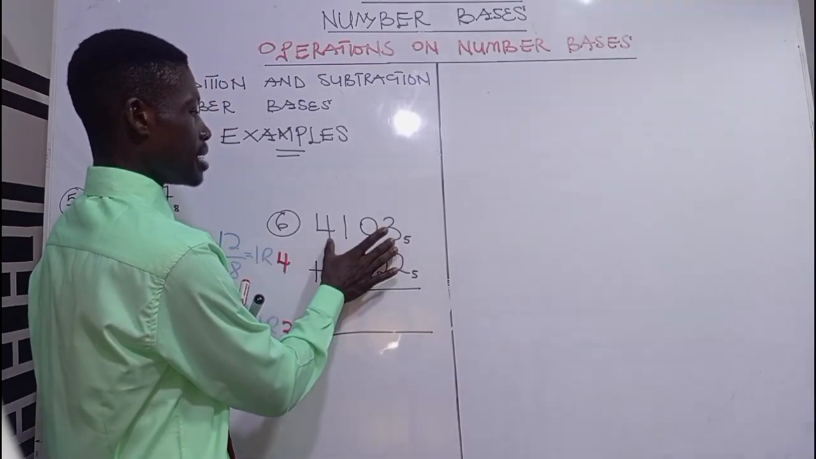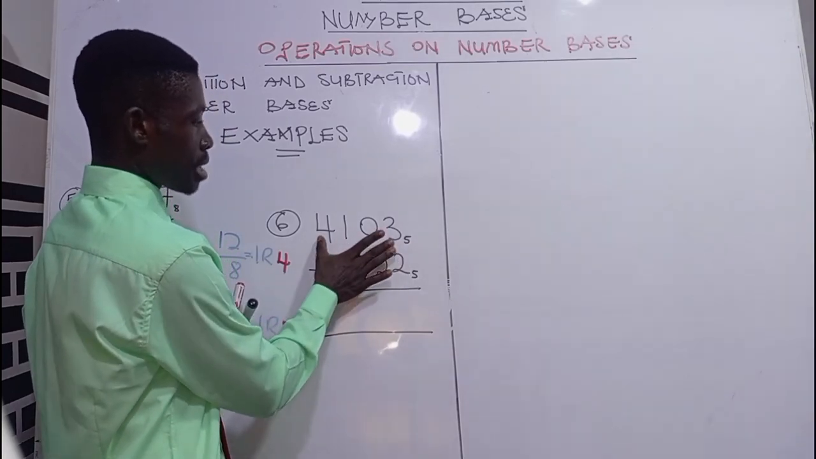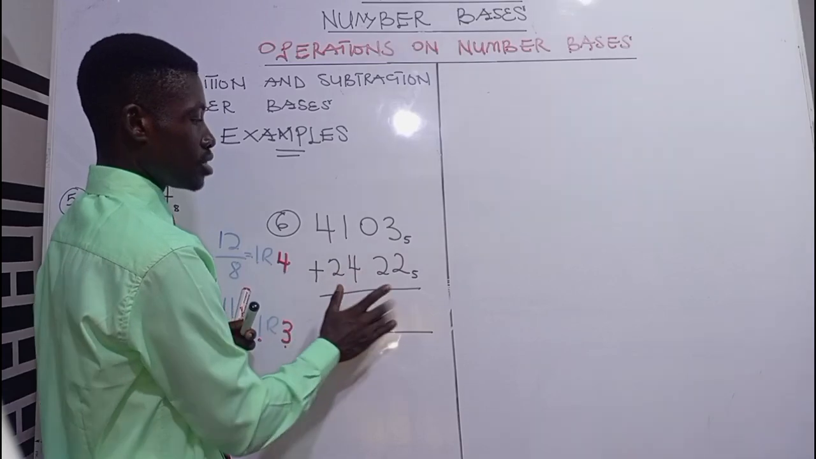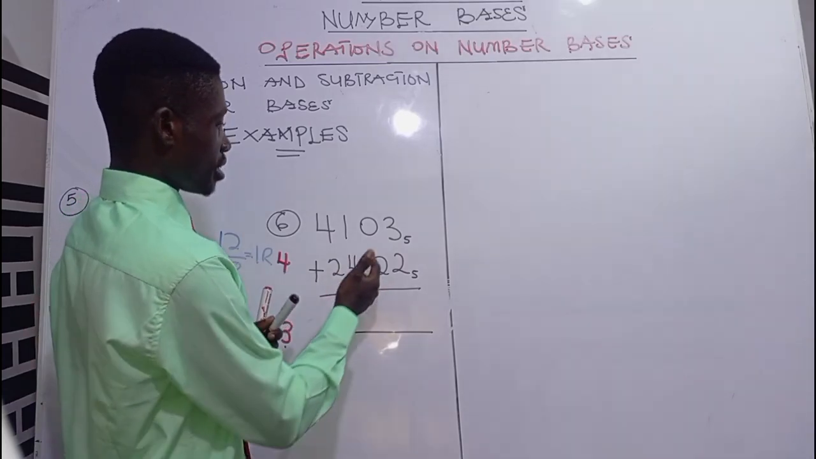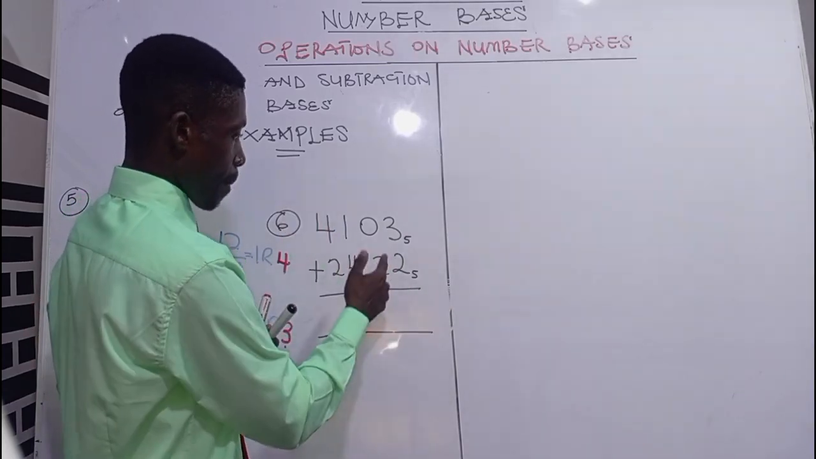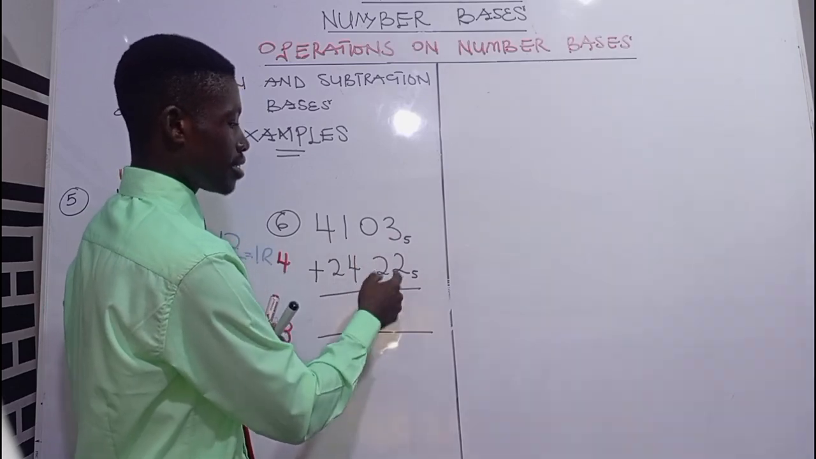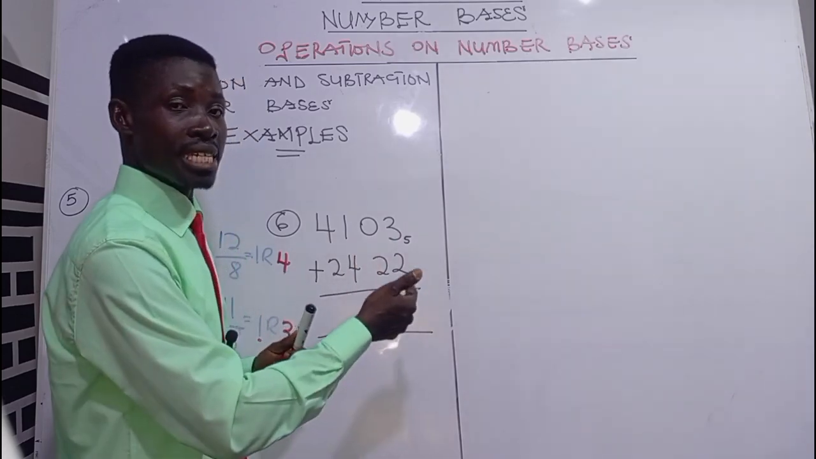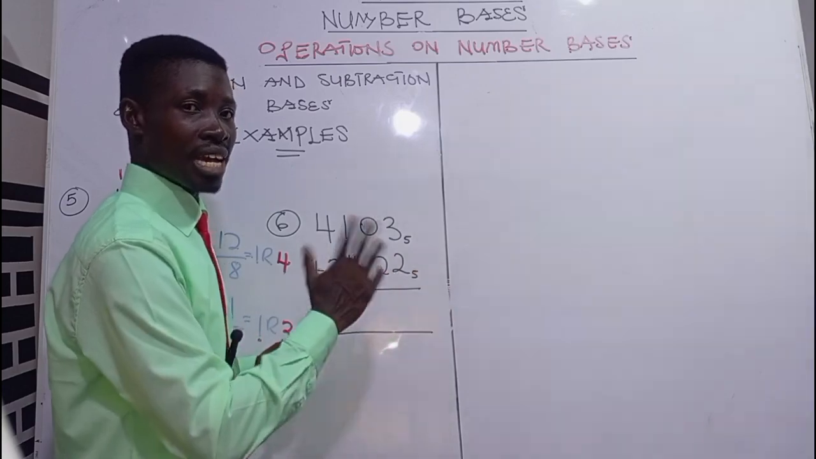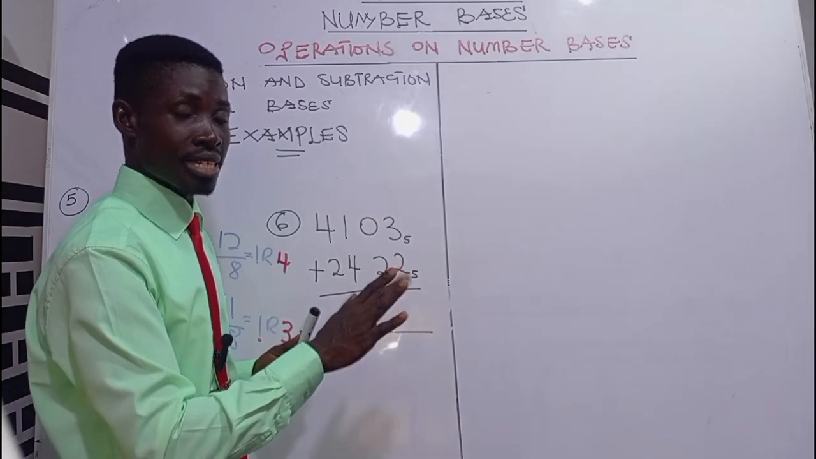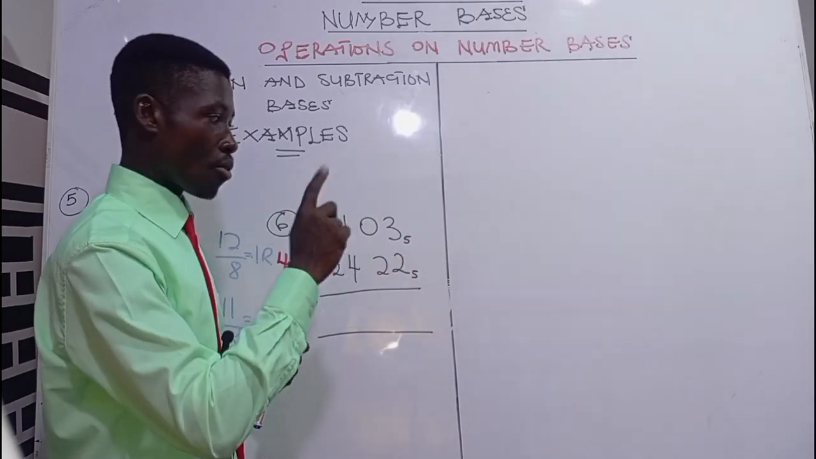So we are working in base 5. We are to sum these numbers in base 5 together. Starting from the extreme right, 3 plus 2 will give us 5. But we are working in base 5, and we can't have 5 in a base 5 number. The highest digit is 4.